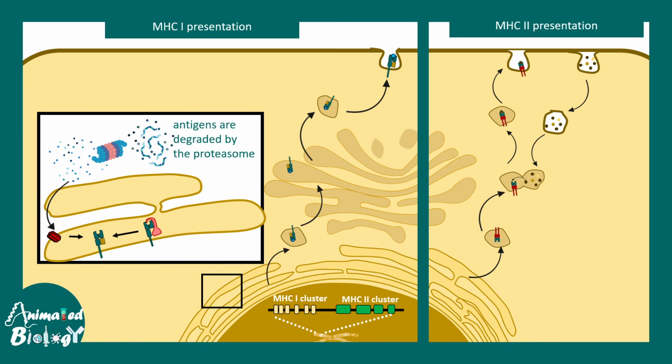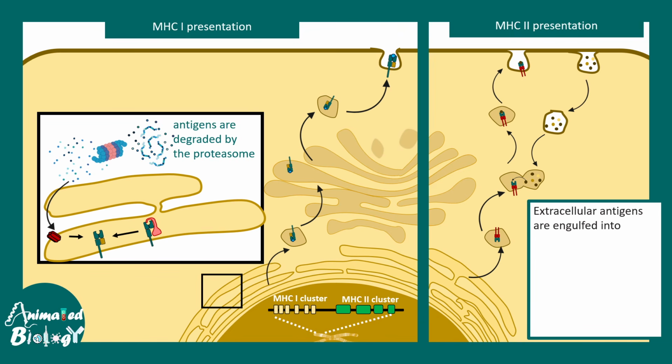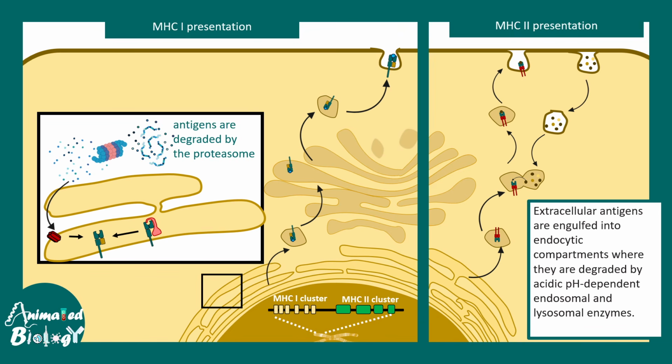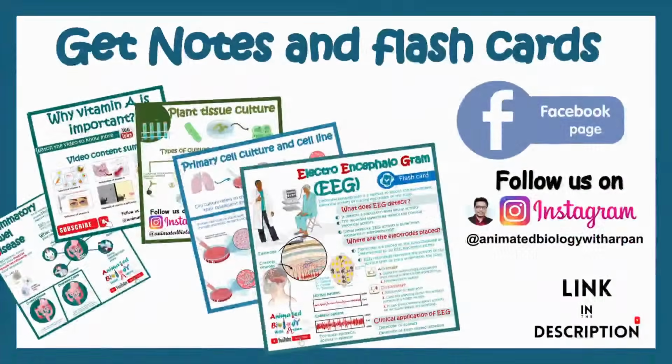I hope this video was useful. One thing you have to understand is that the antigens presented on the class 1 MHC are endogenous, and they are degraded by the immunoproteasome, and extracellular antigens are engulfed into the cells, and they are degraded by lysosomal enzymes, or sometimes pH change can lead to degradation of those proteins.